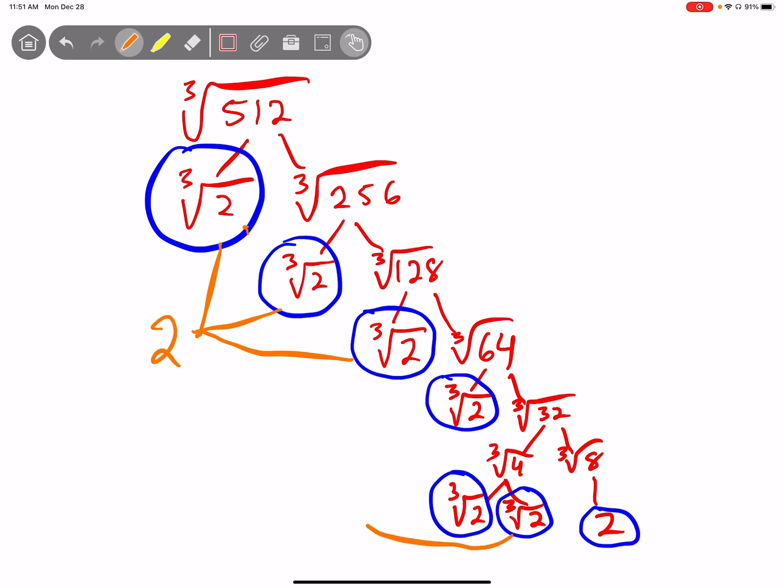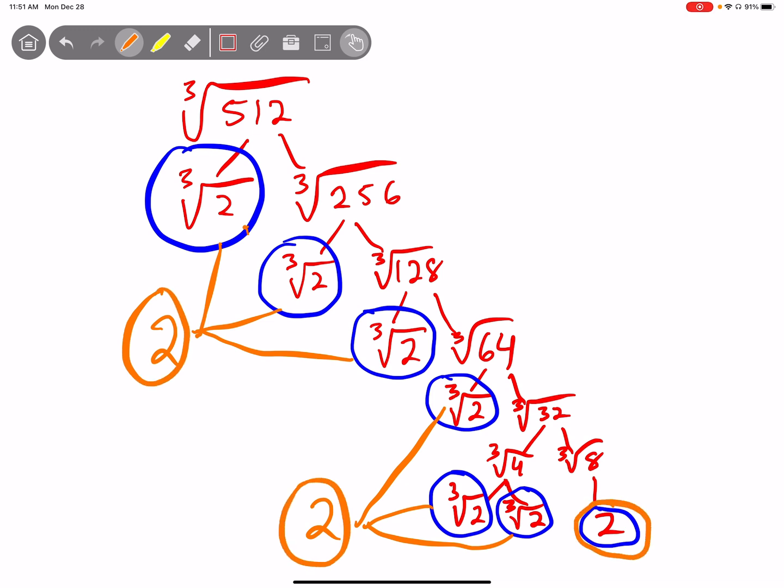Here's the third one. This also just gives me 2. So now I've got 2 times 2 times 2. And I can solve that. 2 times 2 times 2, 2 cubed we've already dealt with. 2 times 2 is 4, times 2 is 8. The cube root of 512 is 8. And again, you can check that by cubing it. Okay.